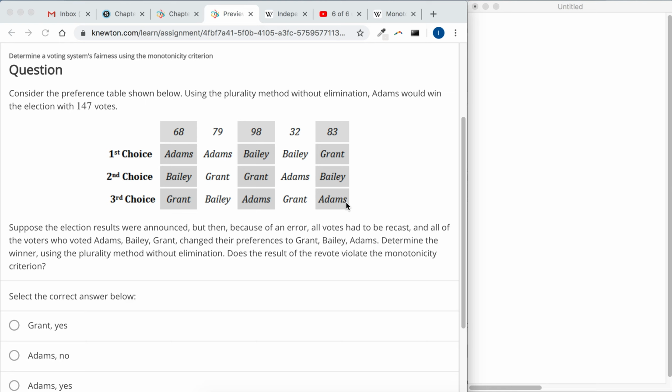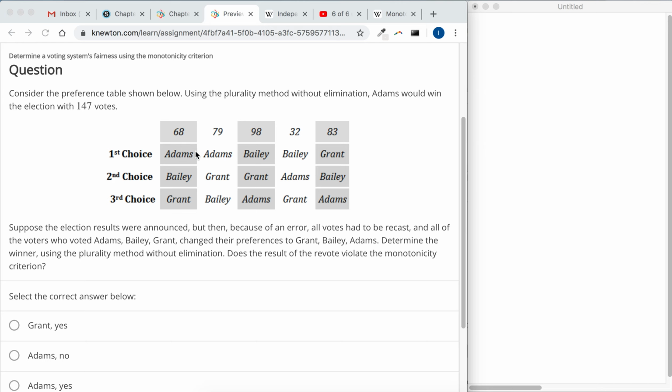Monotonicity in other math classes. So applying that to voting methods, the monotonicity criterion means that you can't make somebody lose an election by increasing their votes, or vice versa. You can't make somebody win an election by decreasing their standing on a vote. So it seems to make sense, right?